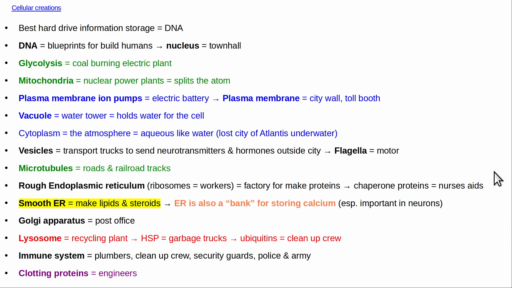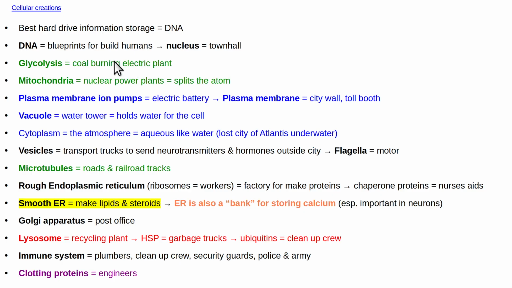Okay, this is just a quick video for high school, college, and grad school level students to simply describe how a cell is like a city. Okay, the best hard drive in the world is the DNA. It's so concise and small and stores a tremendous amount of information. Human chromosomes have 3.3 billion base pairs.